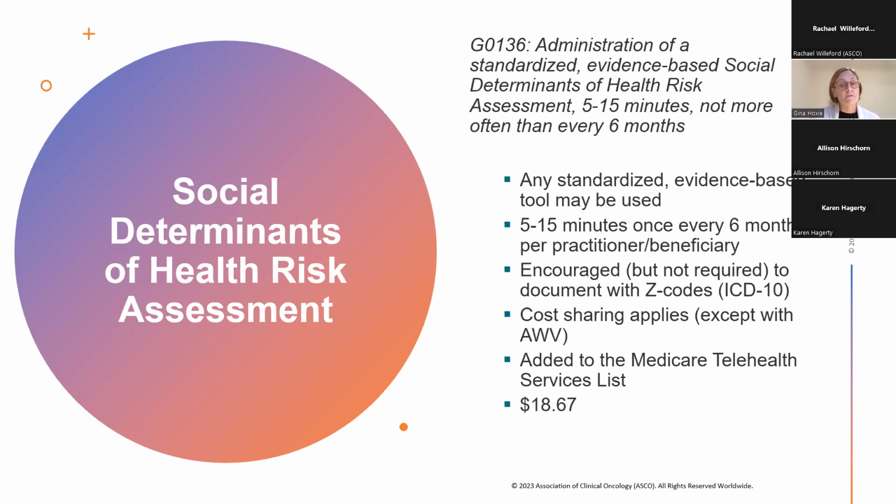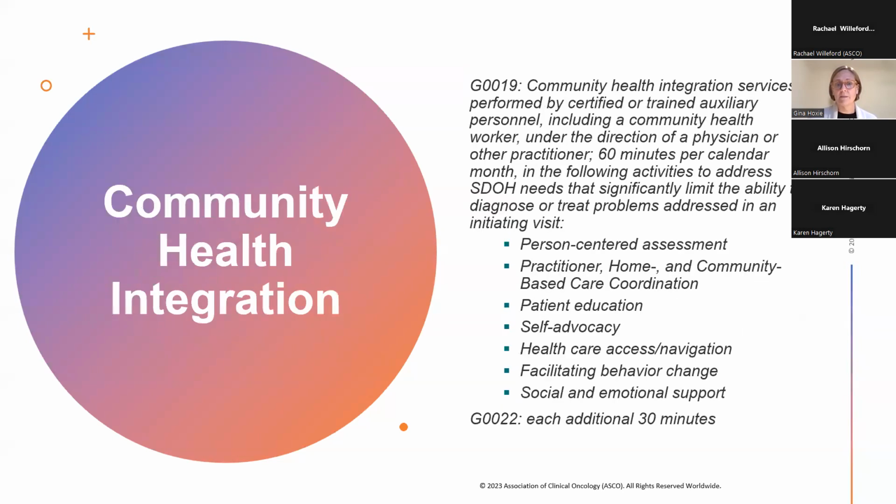The intent of this code is not to screen every single individual, but it is meant to assess someone with suspected or known social determinant of health related needs. And the reimbursement for this code will be $18.67. Just going forward, every time I talk about reimbursement, it is not geographically adjusted. It is just the standard base rate. Okay, next slide, please.